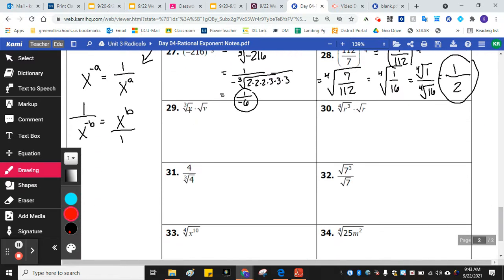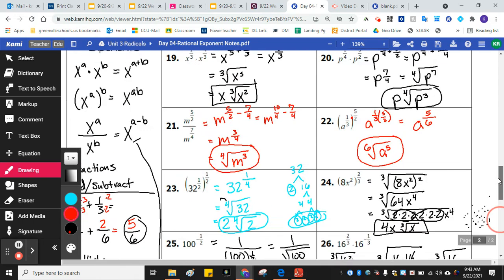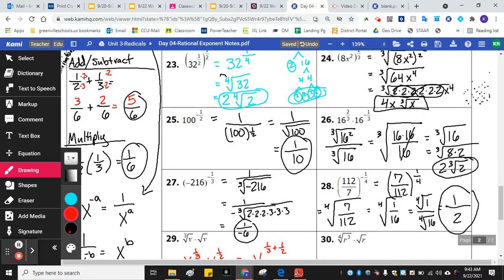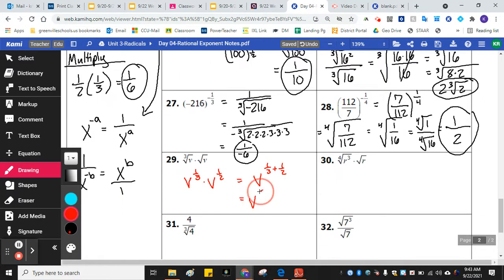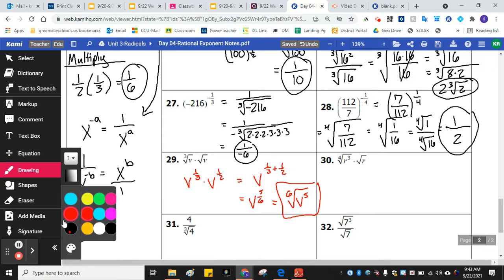So we need to actually convert these to rational exponents so we can combine them, because this is cube root and this is square root. But you can multiply this together. So this is v to the 1/3 times v to the 1/2. When you multiply like bases, you add their exponents. I think I actually did this already. 1/3 plus 1/2 is 5/6. So this is v to the 5/6. And leave your answer in radical form. So this is 6th root of v to the 5th. So this is simplified because I went from 2 radical forms to 1.